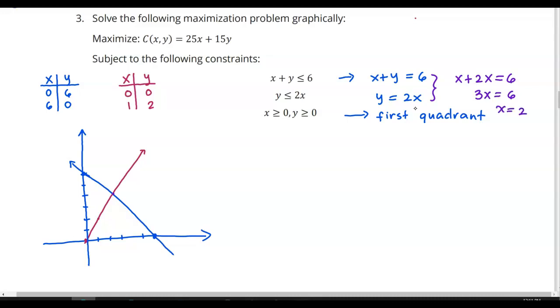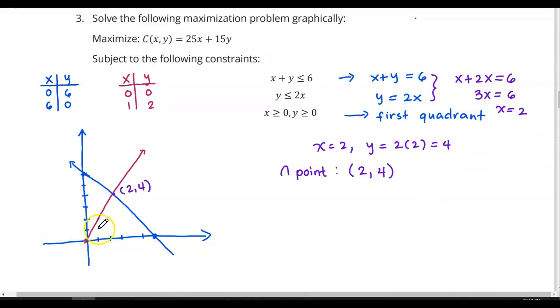So if x is equal to 2, the x coordinate is 2. And then you plug it into the y here to get the y coordinate. So when x is equal to 2, y is equal to 2 times 2, which is equal to 4. So the intersection point in this case is the ordered pair 2, 4. So this is the ordered pair 2, 4.